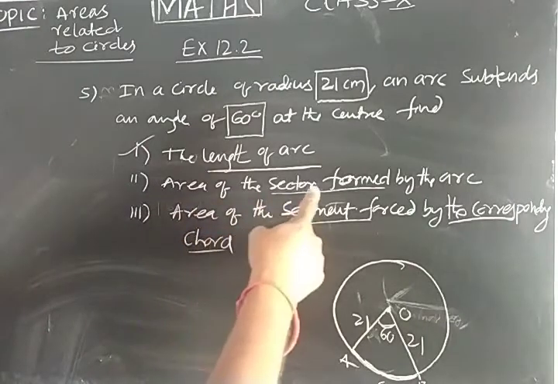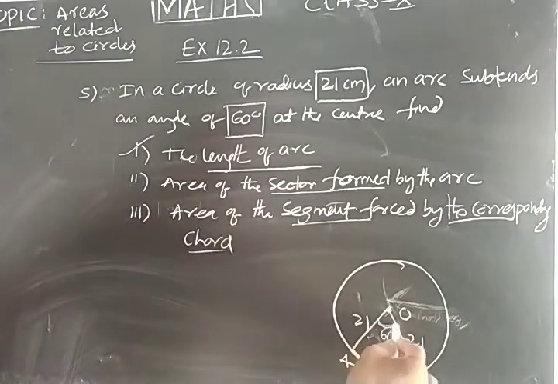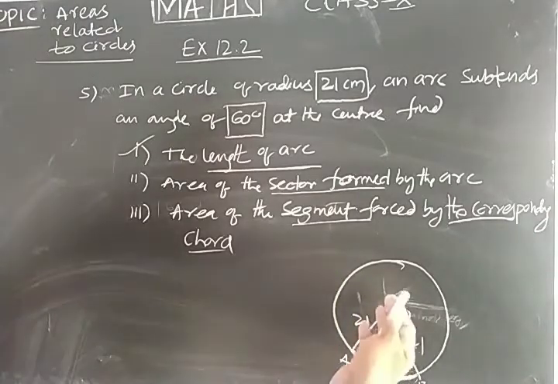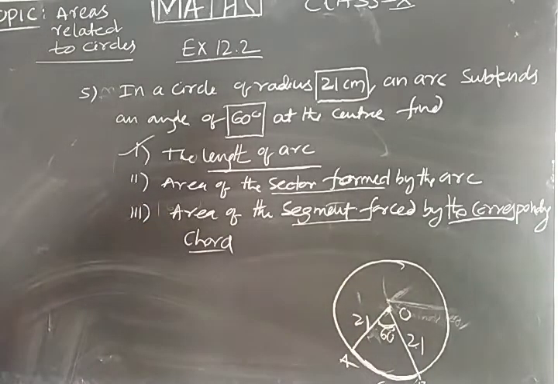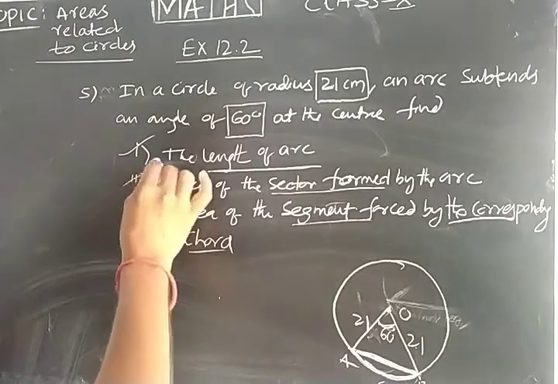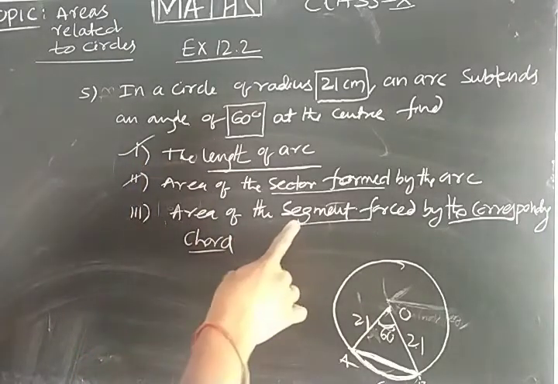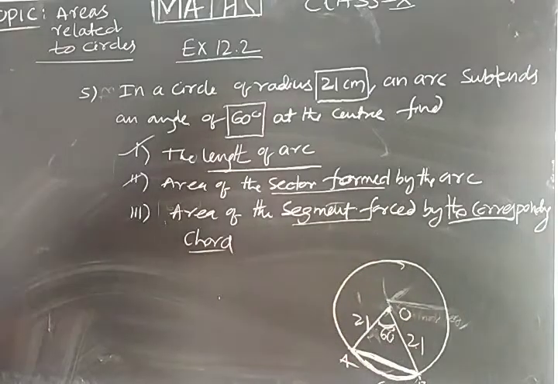Second problem, we have to find the area of the sector. Again we have the angle and radius, so we can use the formula directly. Next, third one, the area of the segment formed by the corresponding chord. Joining A and B gives one chord. The area of the segment formed by this chord is this area. To find it, we need the triangle area and the sector area. From the sector area, remove the triangle area, and automatically you will get the segment area.